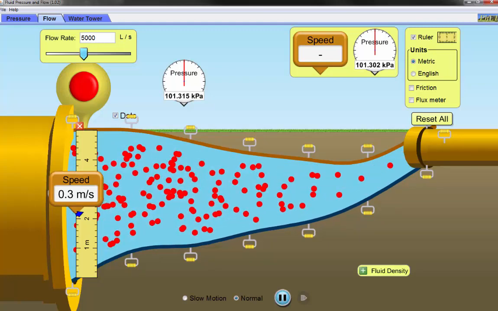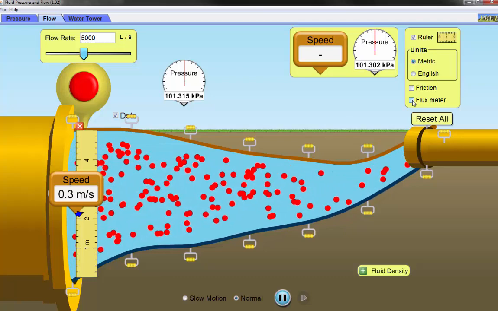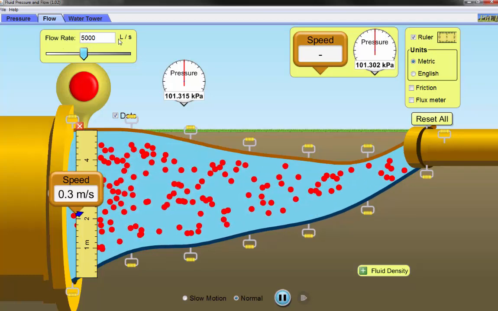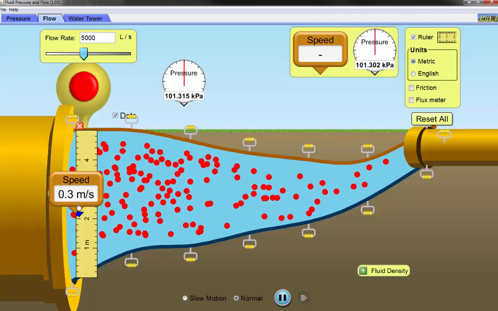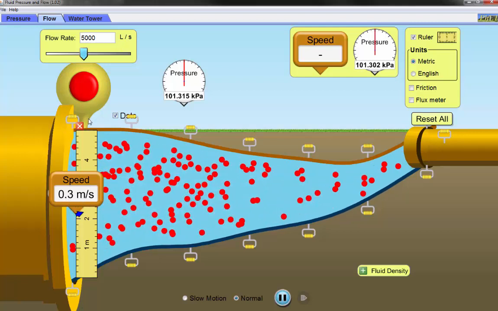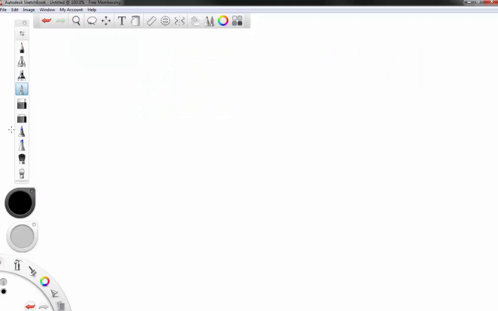So the flow rate, well, we can use the flux meter to cheat if we want to get the flow rate. The flow rate is 5,000 liters per second. So let's see if the 0.3 meters per second times this radius of 5 meters gets us that flow rate. Let's go ahead and check this volume flow rate. So the volume flow rate should be Q equals V times A.